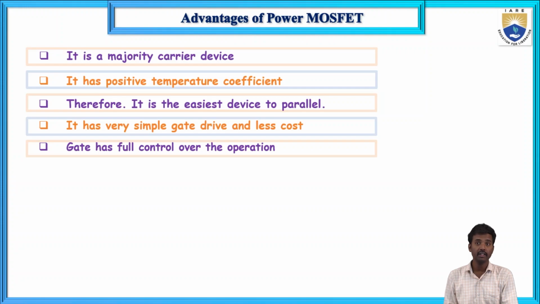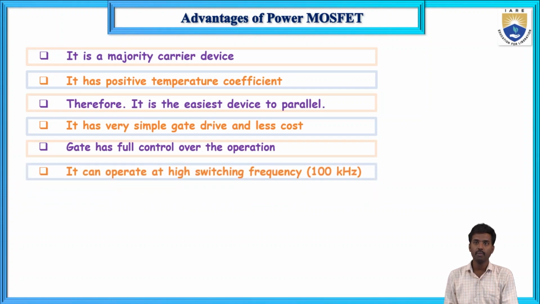As already explained, it does not require any commutation circuit. It can operate at high switching frequency. It is a majority carrier, unipolar device, meaning only electrons, no holes. So the turn off time is very small, because during turn off there is no need to remove holes, which would take time.